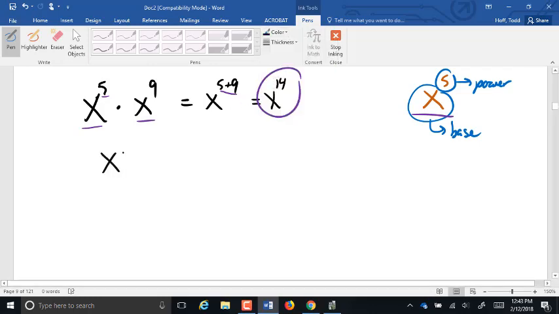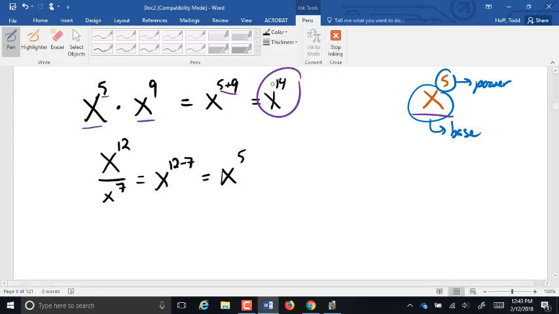What about if we're dividing x to the 12th divided by x to the 7th? We get x to the 5th. Good. And that is found by just taking 12 minus 7. When we divide, we're subtracting powers. Again, as long as we have the same base. Does that look familiar?